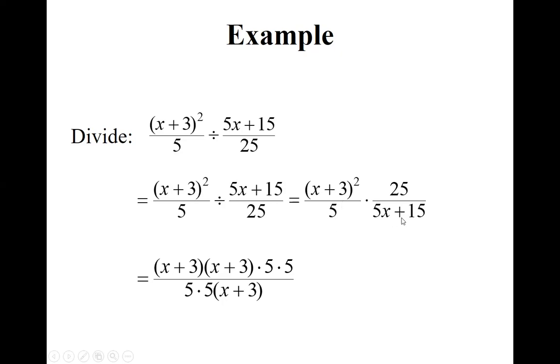Once everything's factored and written out in expanded form, we combine the numerators and combine the denominators, multiplying across the top and multiplying across the bottom. And what cancels? An x plus 3 and both sets of 5s. Leaving us with just x plus 3 on the top, and (x plus 3) over 1 is x plus 3.